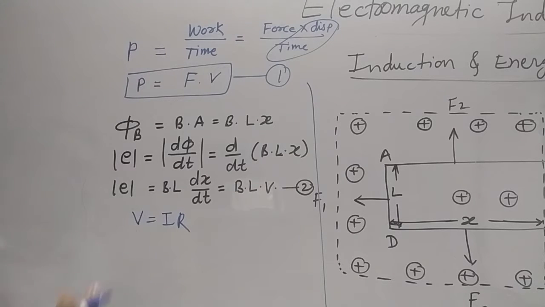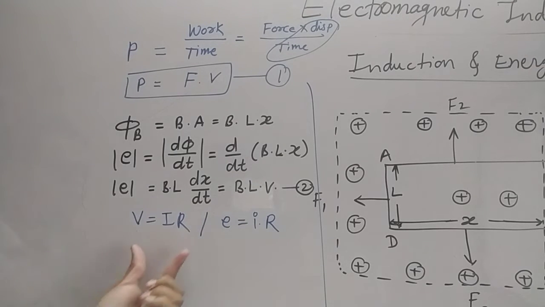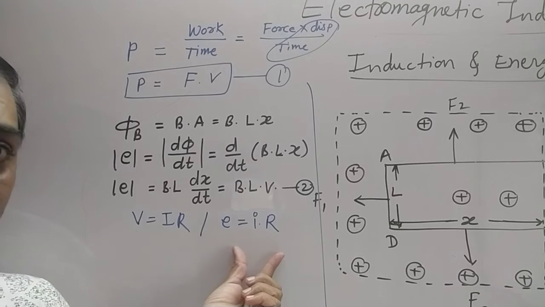In our case, what does voltage mean? EMF. Instead of V, we are using induced EMF. Instead of current I, we have induced current I, and suppose the resistance of the electrical circuit is R. This is Ohm's law, which we have applied to our case.